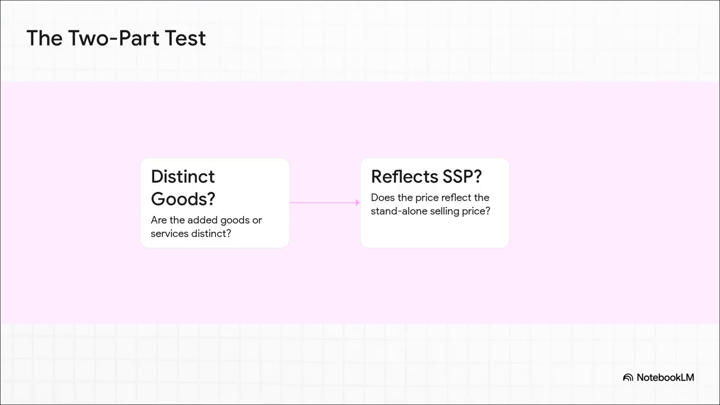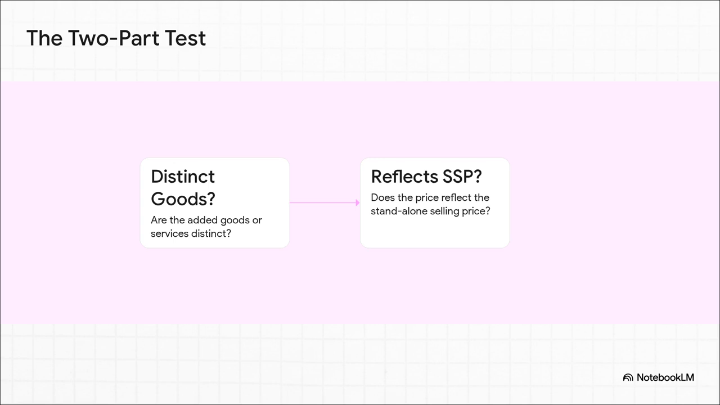So it's actually a two-part test. First, you have to ask, are the new goods or services distinct from what's already in the contract? And second, if they are, does the new price reflect what you'd normally charge for that item on its own, what we call its standalone selling price?